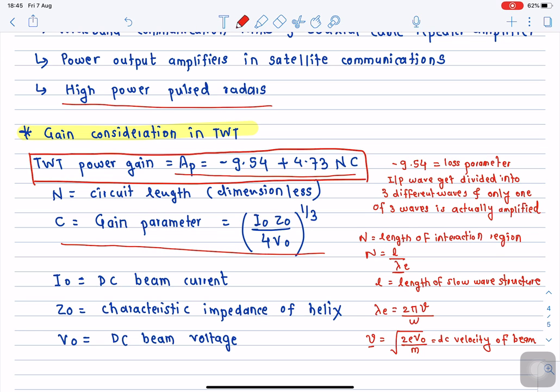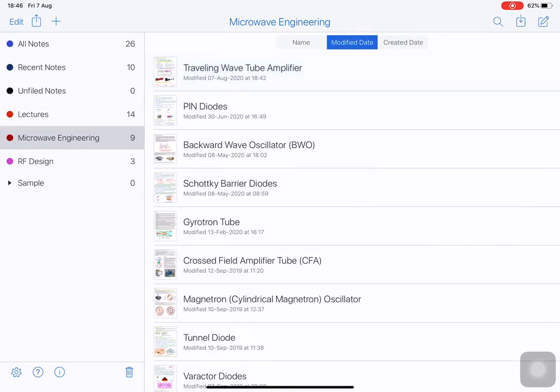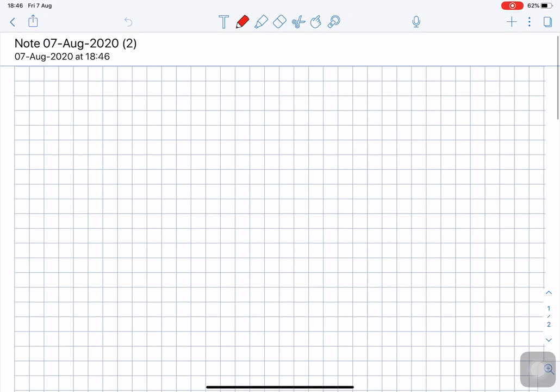Now we'll spend some more time and let us see one small derivation in which we will calculate the velocity modulation of an electron beam that is taking place inside a traveling wave tube amplifier, right? So we'll go through that particular derivation quickly. I will open a new note and here I will start the derivation.